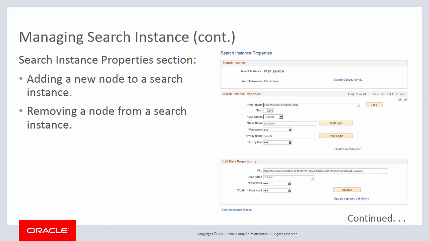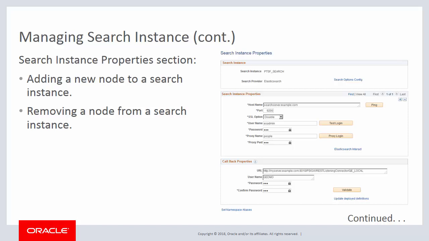Oracle PeopleSoft recommends that node information in the cluster is updated on the search instance because Search Framework supports high availability through the nodes in a search instance. That is, if a node fails for any reason, the searches are pointed to the next active node in the search instance. Later in this presentation, we'll discuss the high availability feature provided by Search Framework.